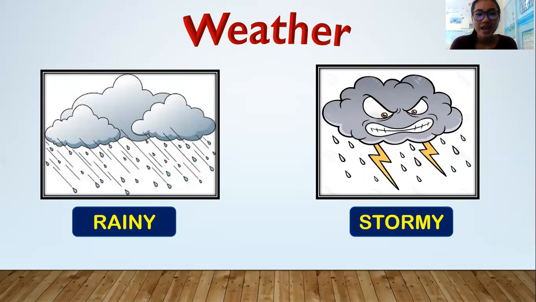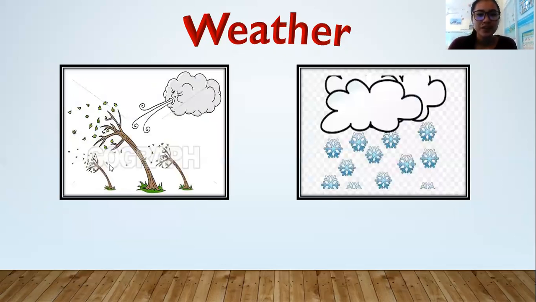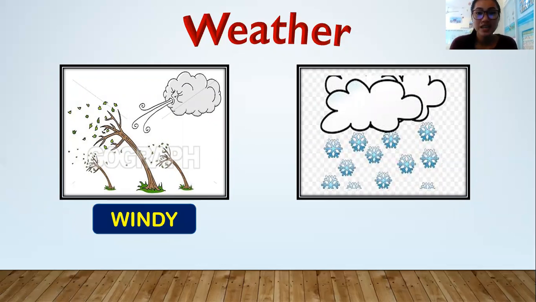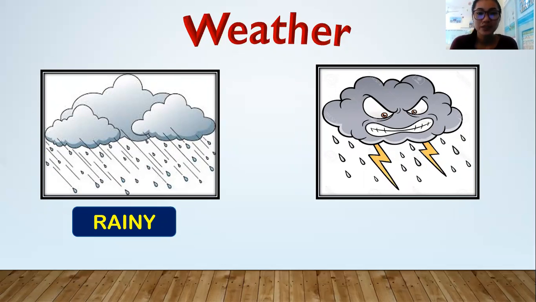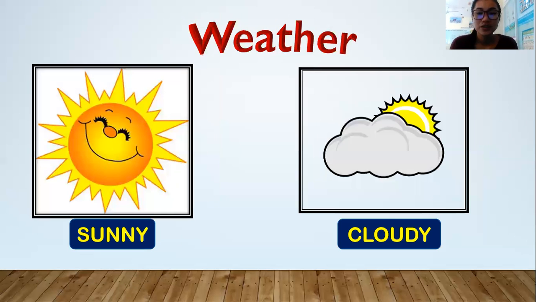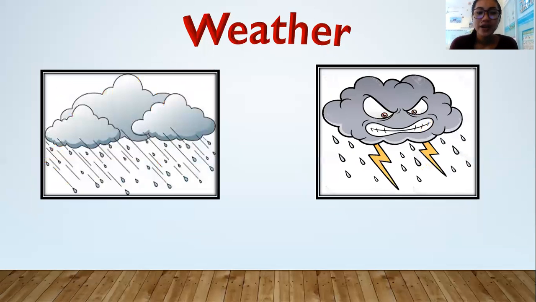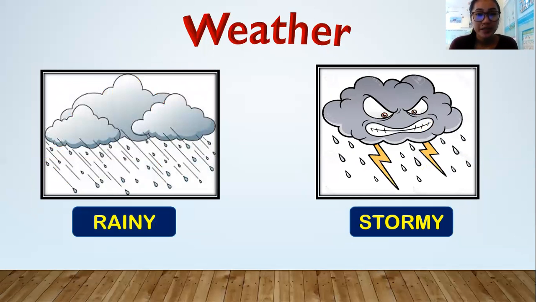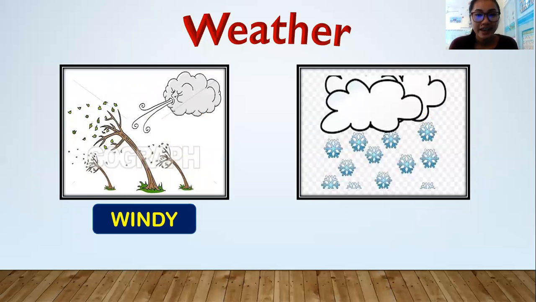Okay, and next weather, if the wind is so strong that day, that weather is windy day. And the last one, if it's snowing, the weather is snowy. So again, one more time, class. The different weathers are sunny day, cloudy day, rainy day, stormy day, windy day, and snowy day.